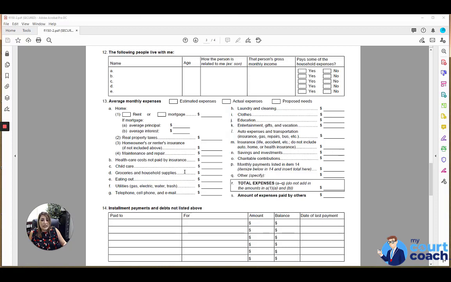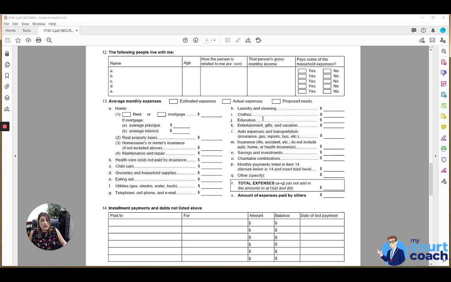Again, you're going to have to give your best estimate here as to what that amount is. And it's not just groceries, it's not just food, household supplies, that's also going to be your Target runs. Add what that total up is in your head and put that here. Eating out, how much do you spend eating out on average, goes into 13E. 13F, utilities, that's gas, electric, water, trash, list in 13F. 13G, telephone, cell phone, and email goes in there. Laundry and cleaning, 13H, clothes, 13I, education, 13J.